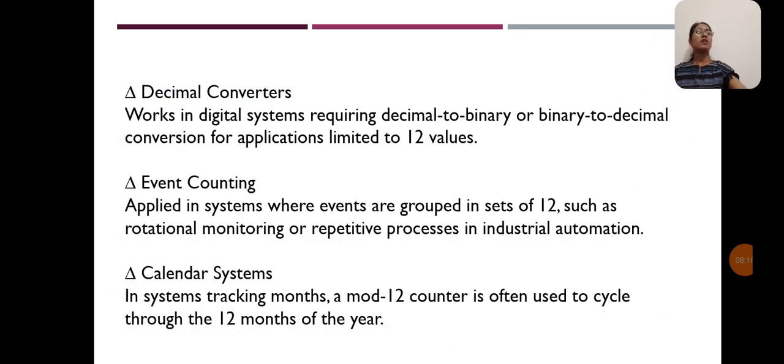And next one is decimal counters, working in digital systems requiring decimal to binary or binary to decimal conversion for applications limited to 12 values. And fourth one is event counting, applied in systems where events are grouped in sets of 12, such as rotational monitoring or repetitive processes in industrial automation. And last one is calendar systems. In systems tracking months, a Mod 12 counter is often used to cycle through the 12 months of the year.